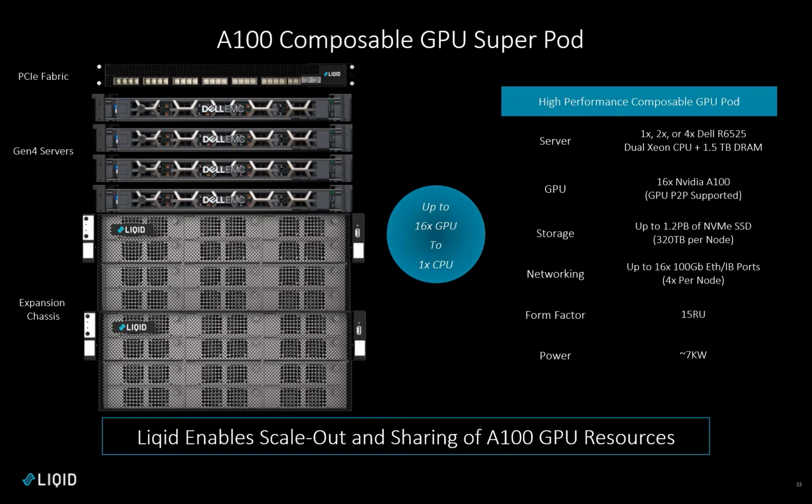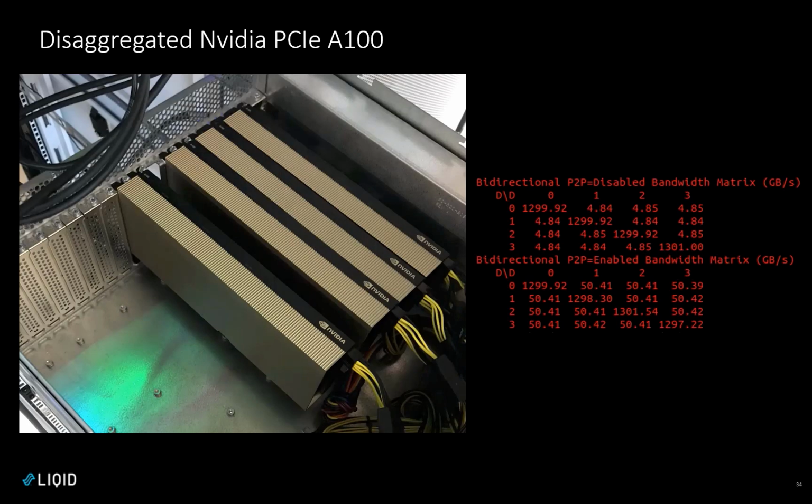Here is an example of a reference architecture that we are working on with our partners Dell around the A100, and this is an A100 composable pod where we'll have 4 servers, 16 GPUs, all connected to our fabric. So we'll be able to do a 1-to-1 compute to GPU ratio, but we'll also be able to turn the dial and go all the way to 16-to-1. Here's an example of what we're doing. We have them in the labs. We have them working. They're functioning phenomenally well.